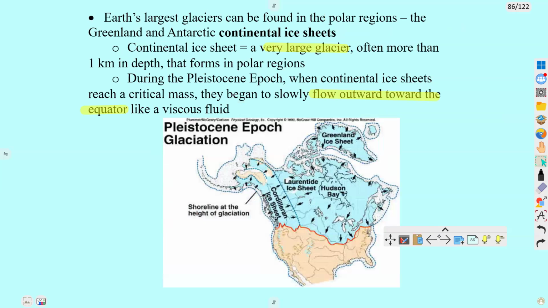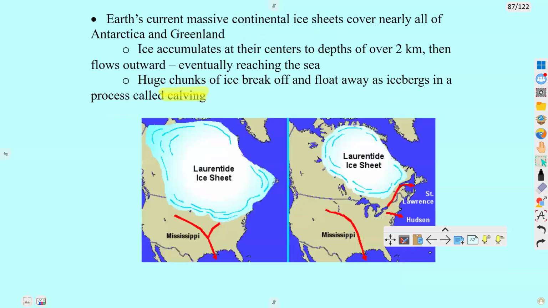Now, we find Earth's largest glaciers in the polar regions, and specifically right now, we refer to them as the Greenland and Antarctic continental ice sheets. A continental ice sheet is a very large glacier, often more than a kilometer in depth, and forms in the polar regions where it is coldest. During the Pleistocene epoch, continental ice sheets reached a critical mass and began to flow outward toward the equator, kind of like a fluid, but again, we're talking about ice here, not actual liquid water.